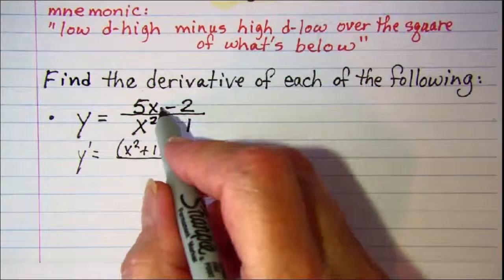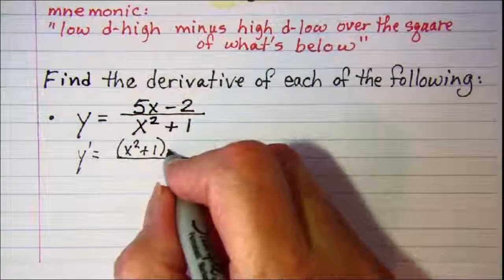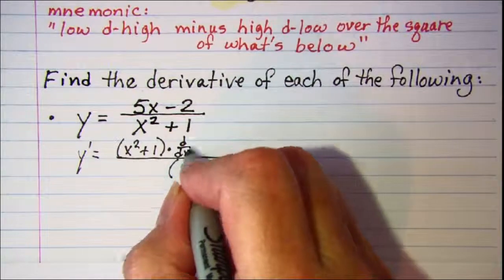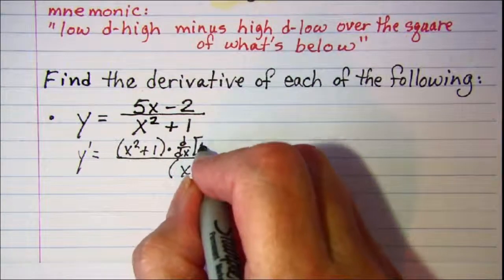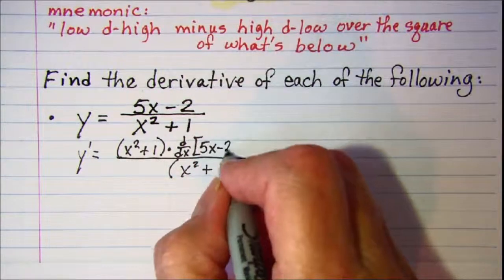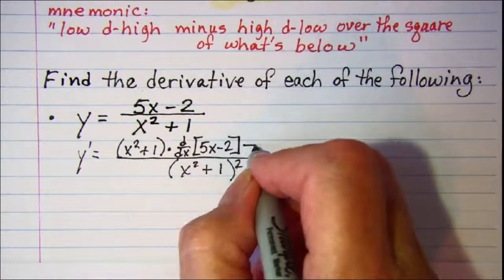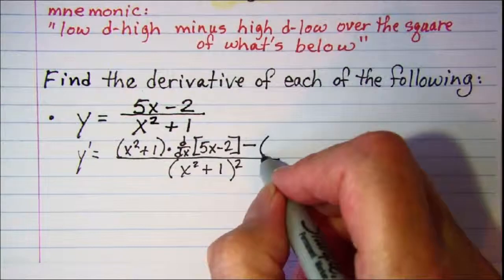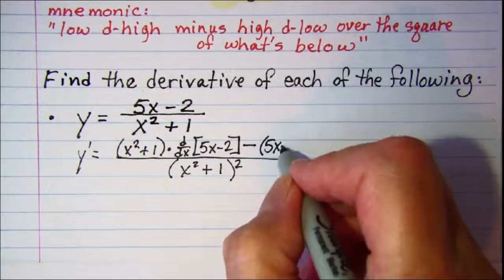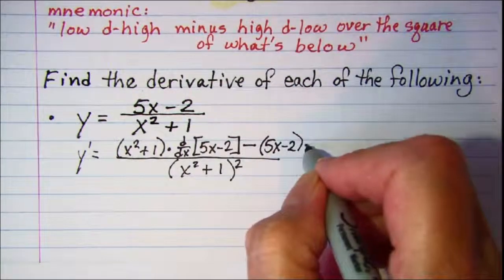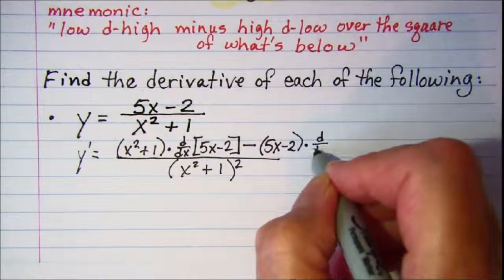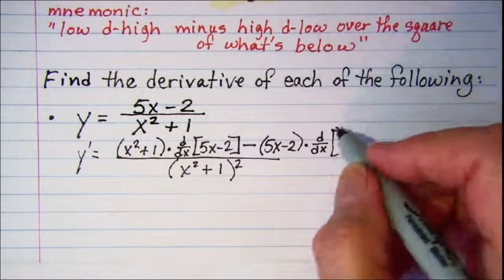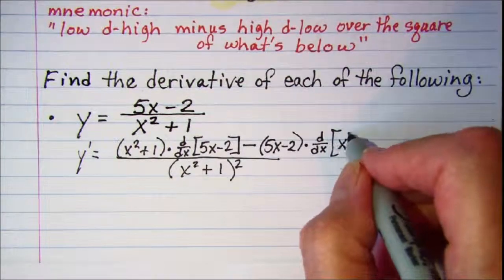But I want to start up here in the numerator with the bottom, so x squared plus 1 multiplied by the derivative of the numerator, so multiplied by the derivative of 5x minus 2. And then I'll subtract from that the numerator, which is 5x minus 2, multiplied by the derivative of the denominator, which is x squared plus 1.